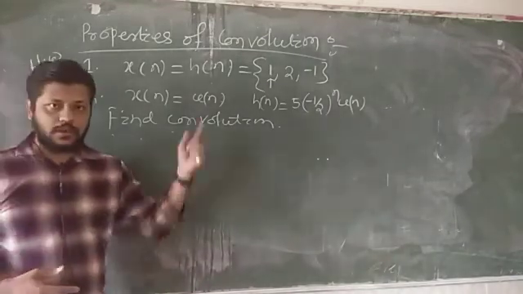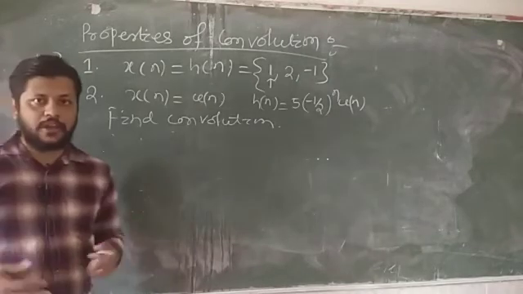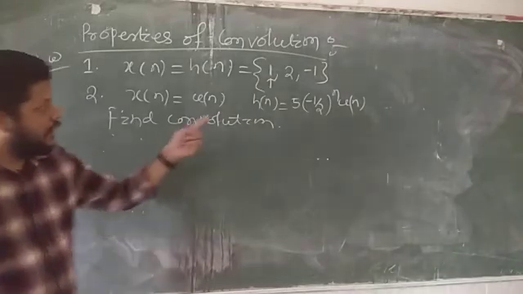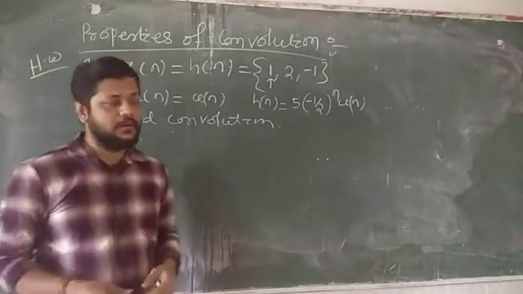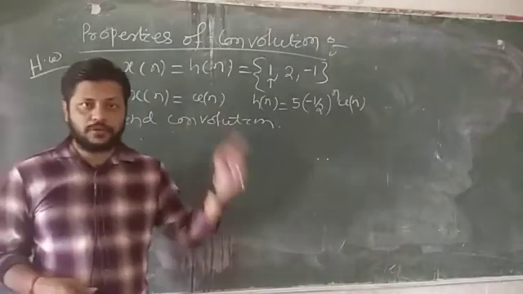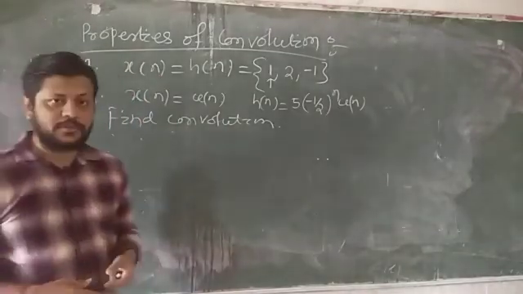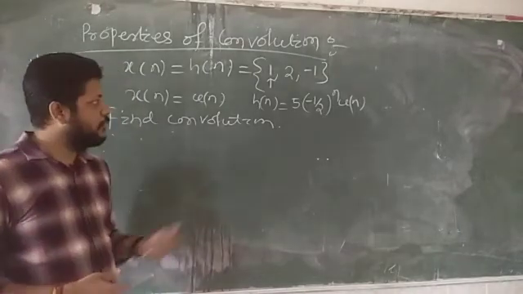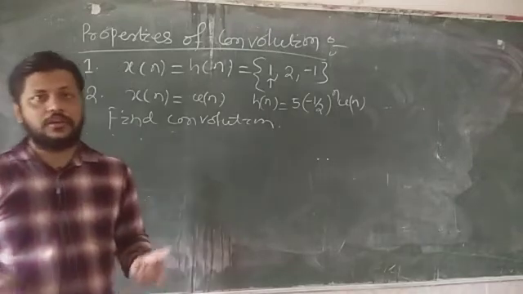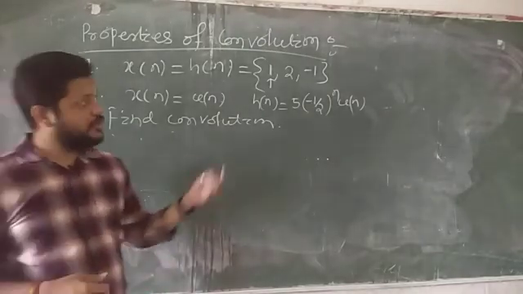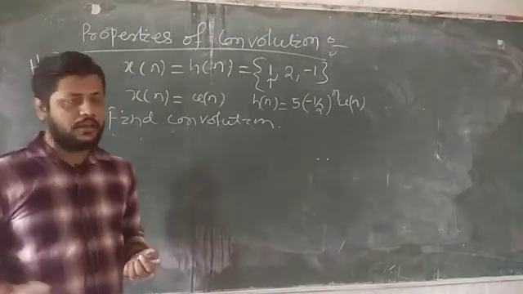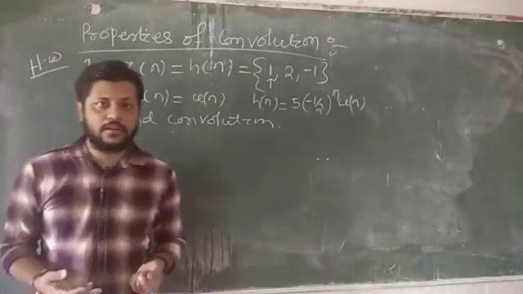Obviously, the moment you see a finite number of sequence, you can apply your tabular method. Then we have xn equal to un and hn equal to 5 multiplied with minus half to the power n un. So you have to perform convolution in both cases and find the response of the system, that is yn, by using your convolution method. So this is the homework question. Try to solve it at home, and if any doubt arises, you can ask.